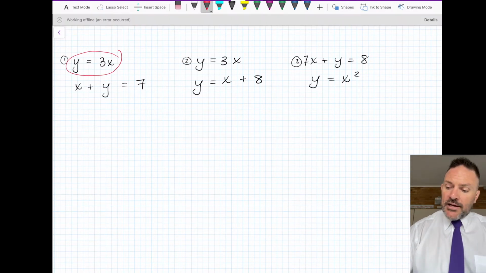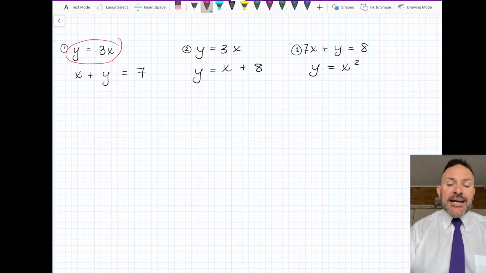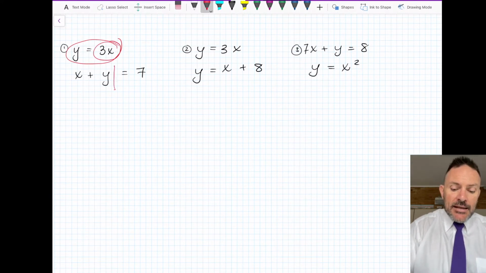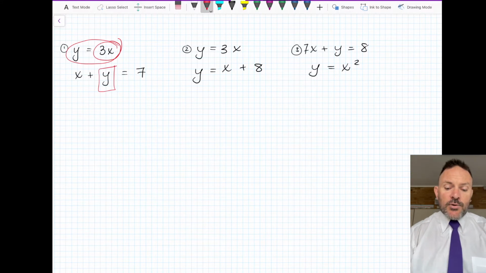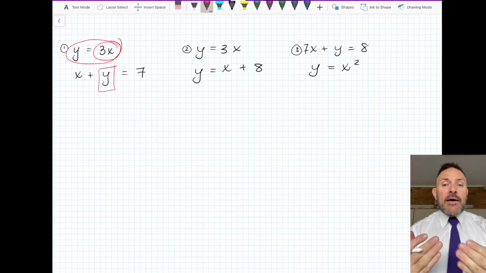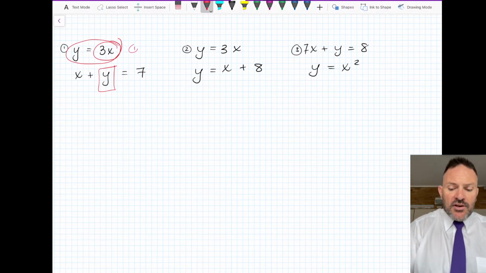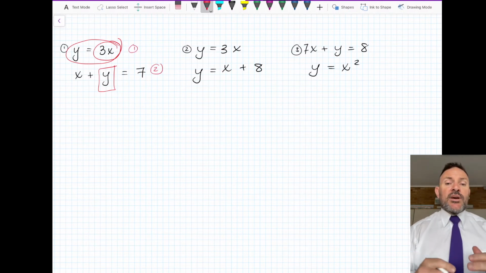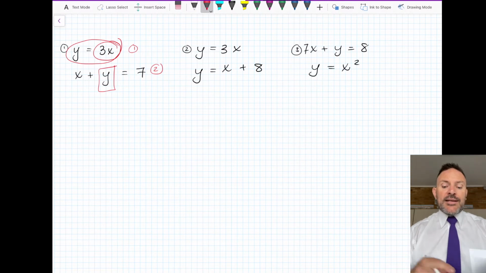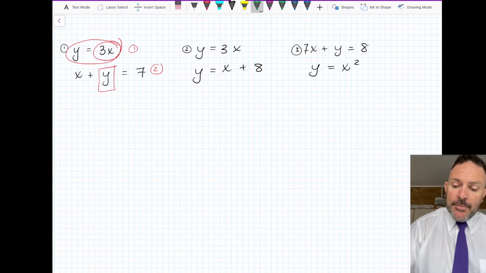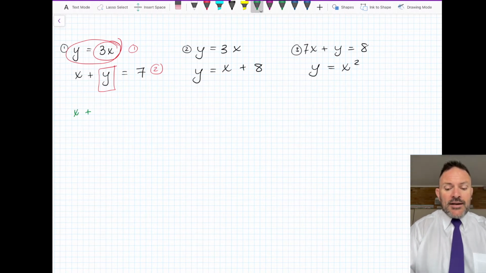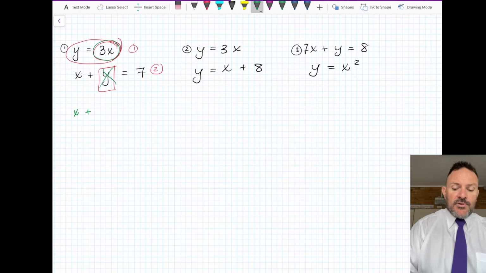So what we can do is take this 3x and, in the below equation, the second equation, we can sub that 3x into the y value because they have the same value. Let's call it equation 1 and equation 2. So basically we're going to substitute y equals 3x into the second equation. Now why might we do that? Well, let's see what happens when we do that. We get x plus, now I take the y out and replace it with this 3x, and I have that equals 7.